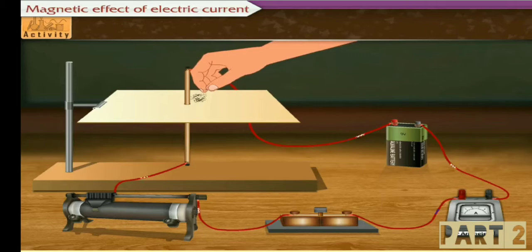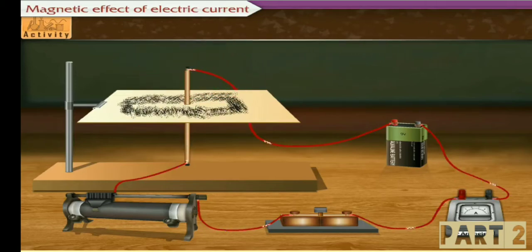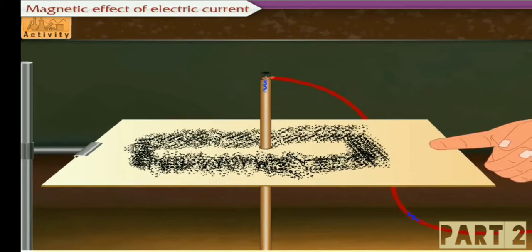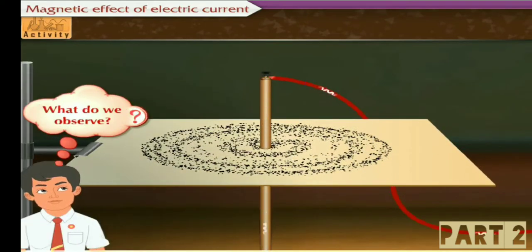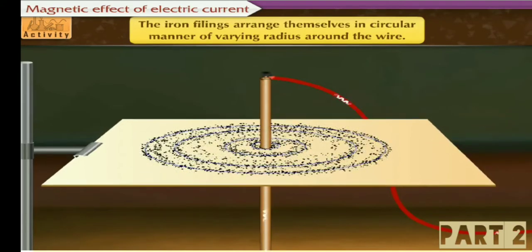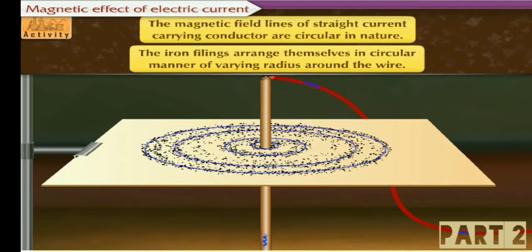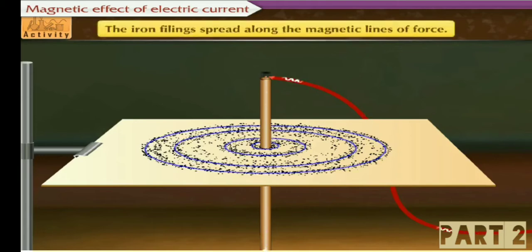Let us now sprinkle iron filings uniformly on the cardboard and tap the cardboard gently. What do we observe? The iron filings arrange themselves in a circular manner of varying radius around the wire. This is because the magnetic field lines of a straight current-carrying conductor are circular in nature. Thus, the iron filings spread along the magnetic lines of force.